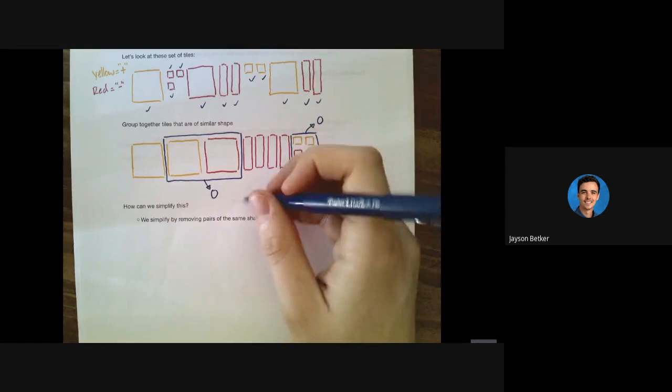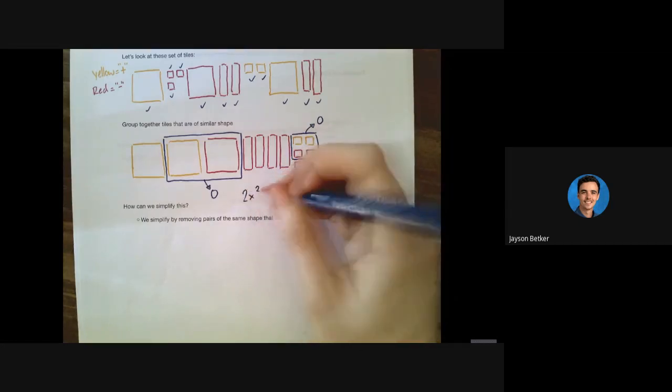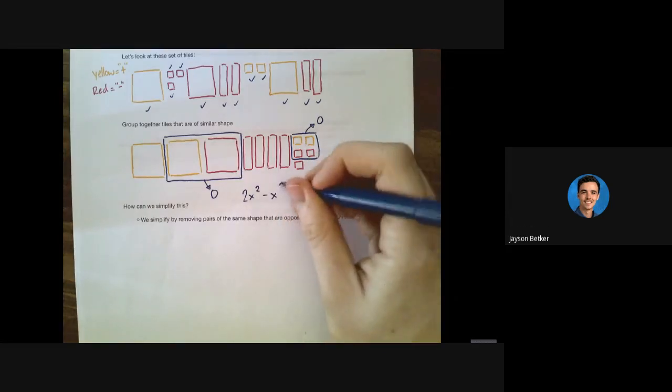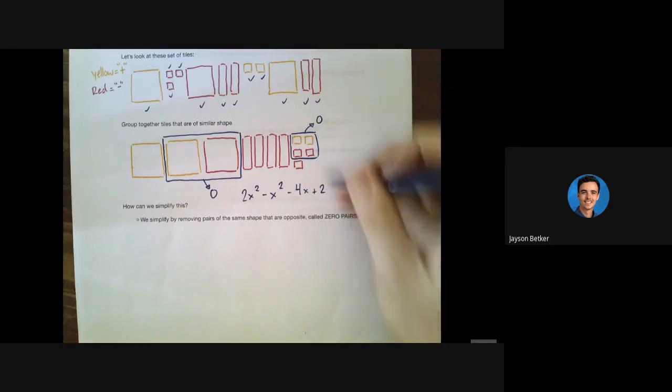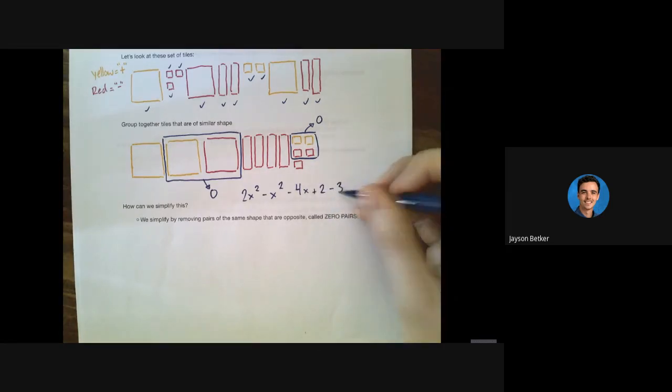They're pairs that when we add them up, they equal 0. Okay, so that's why we call them that. So what that ends up giving us is, if I was to look at what these tiles actually represented here based on our last lesson, we would have had positive 2x squared, because we had two positive x squared tiles, minus 1x squared for the red one. And then remember, red means minus, so minus 4x plus 2 for the yellows, and then minus 3.